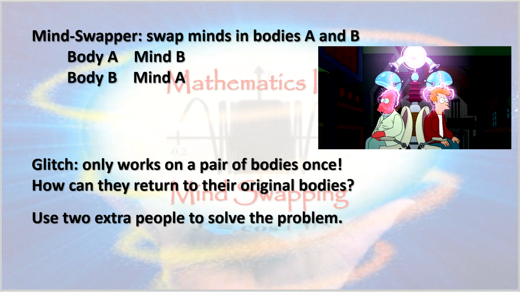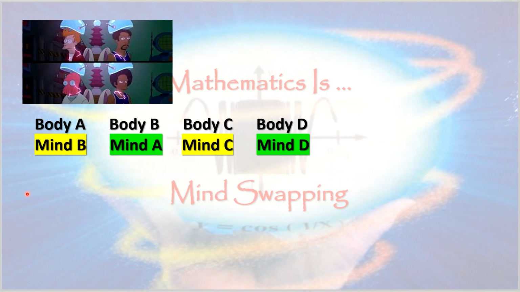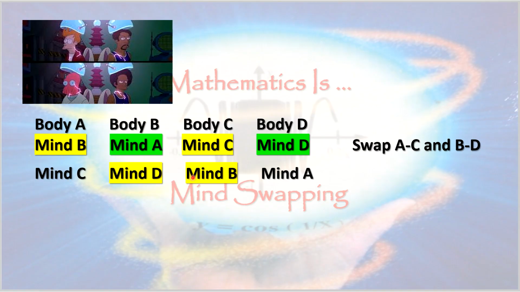So we're starting here. A and B have mind and body swapped. C and D are in their right place. So let's use the mind swapper on bodies A and C, and also on bodies B and D. So bodies A and C swap minds. Mind B goes from A to body C. Mind C goes from body C to body A. We're also swapping B and D. So mind A goes to body D. Mind D goes to body B.